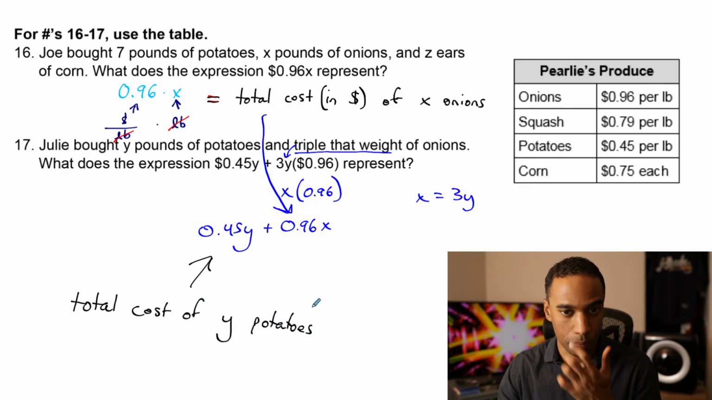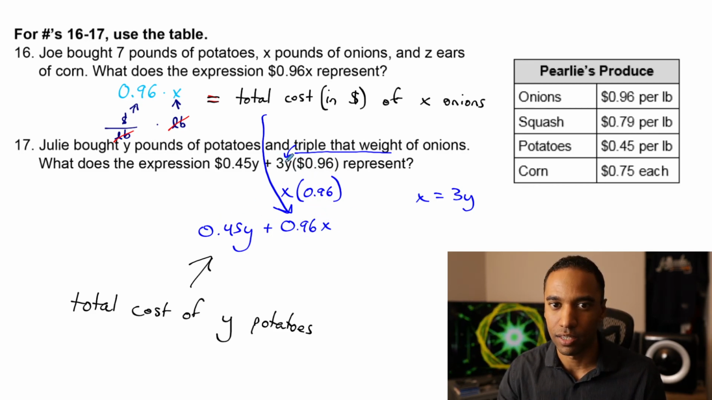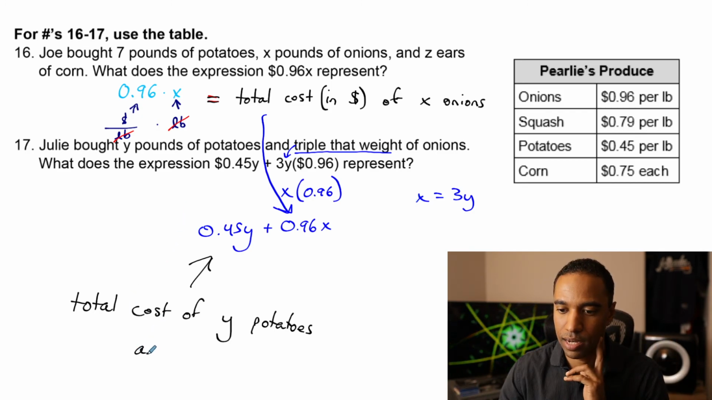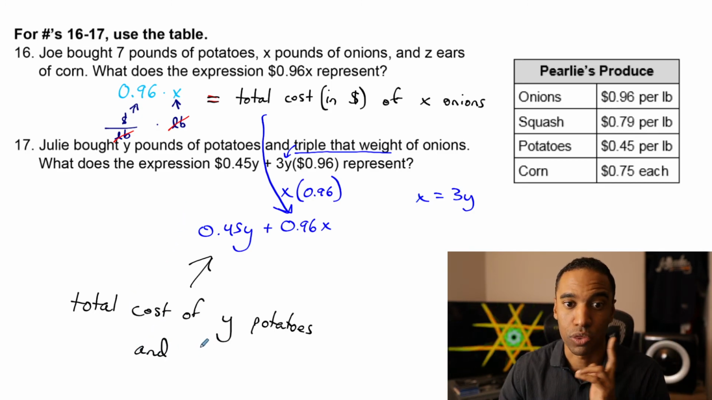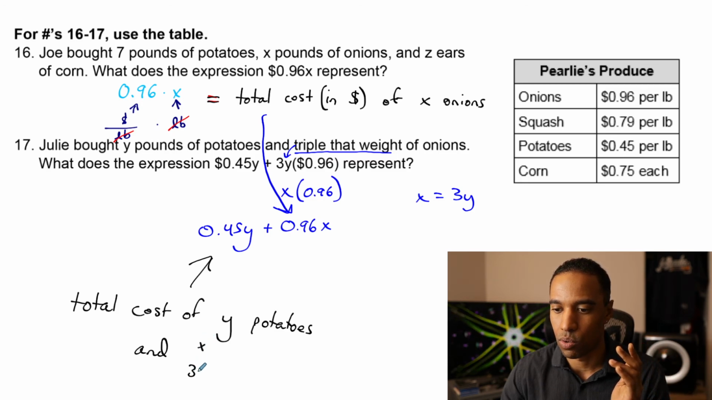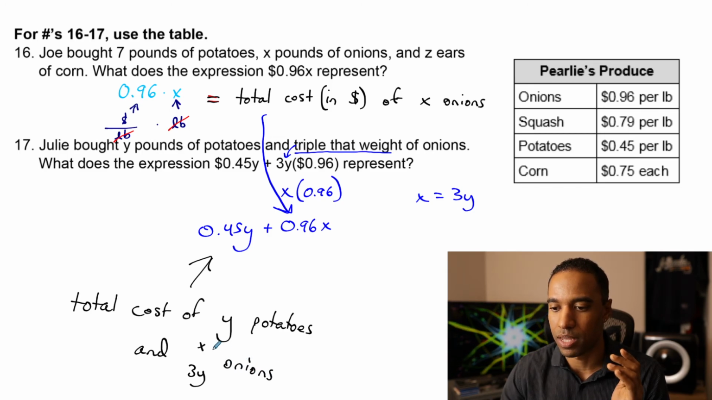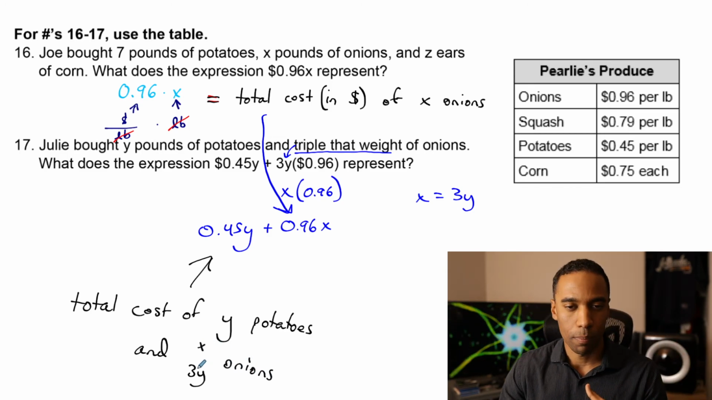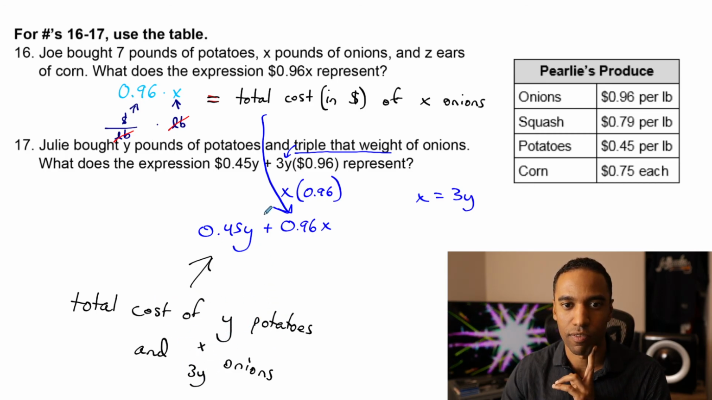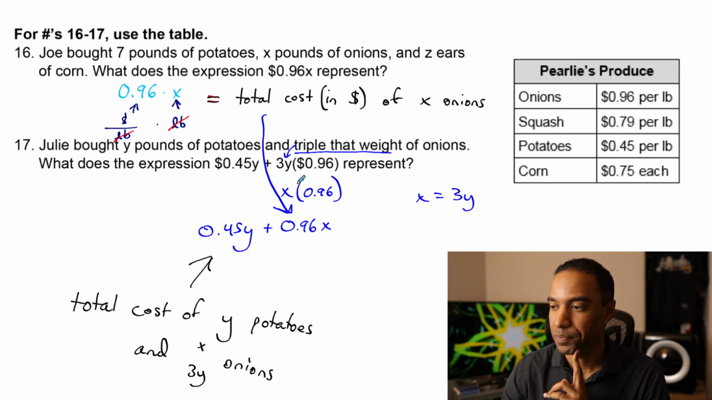So, in total, all of this together, remember, this is the same thing as this guy right here, the 3Y. This is going to be the total cost of Y potatoes, and you could say X or 3Y onions. Either or, they represent the same thing. X is triple the amount of Y. It's probably better you say 3Y there, but that's the total cost of all those together. That's what happens when you multiply those and add them together.